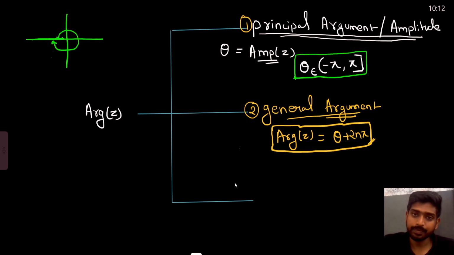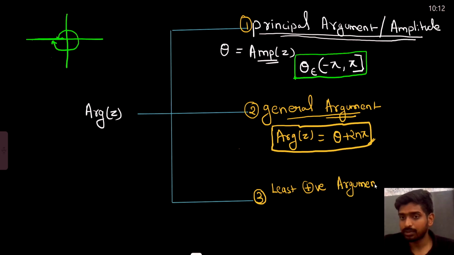Got it? Now next, the third case they can ask is least positive argument. Whenever they are asking least positive argument, at that time you have to give the answer just as theta from 0 to 2 pi. 0 excluded, 2 pi included. Why 0 excluded? Because 0 is not positive. They said, tell me the least positive value of argument. The least positive value of argument, you will give the answer from 0 to 2 pi.